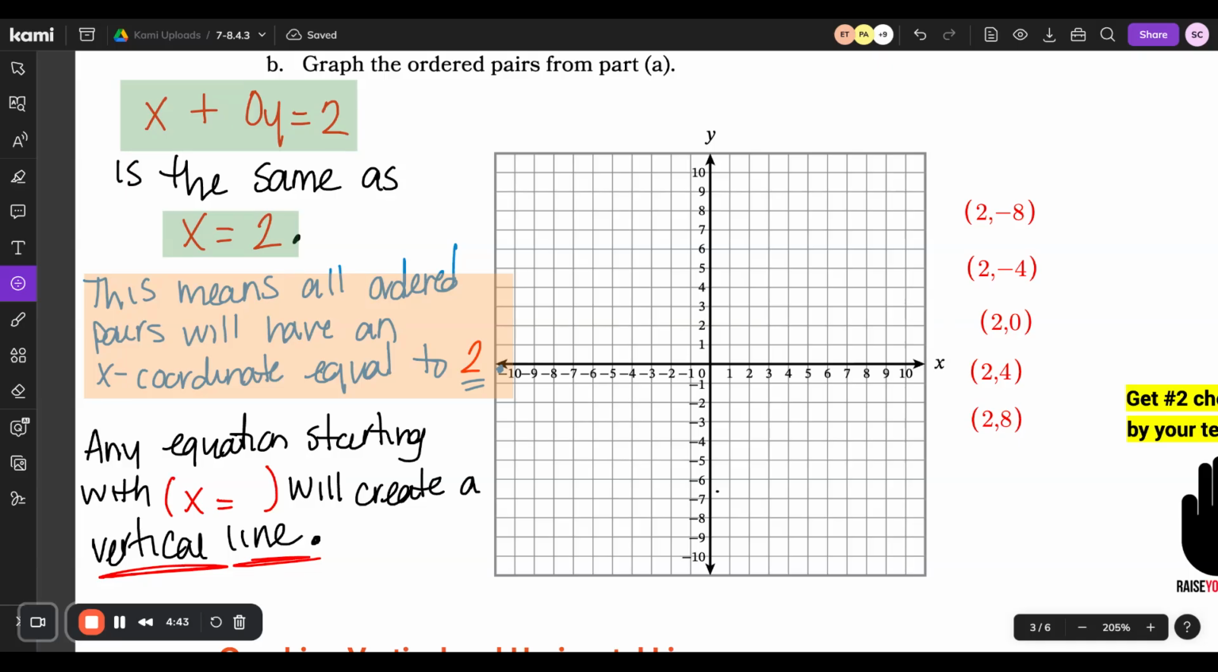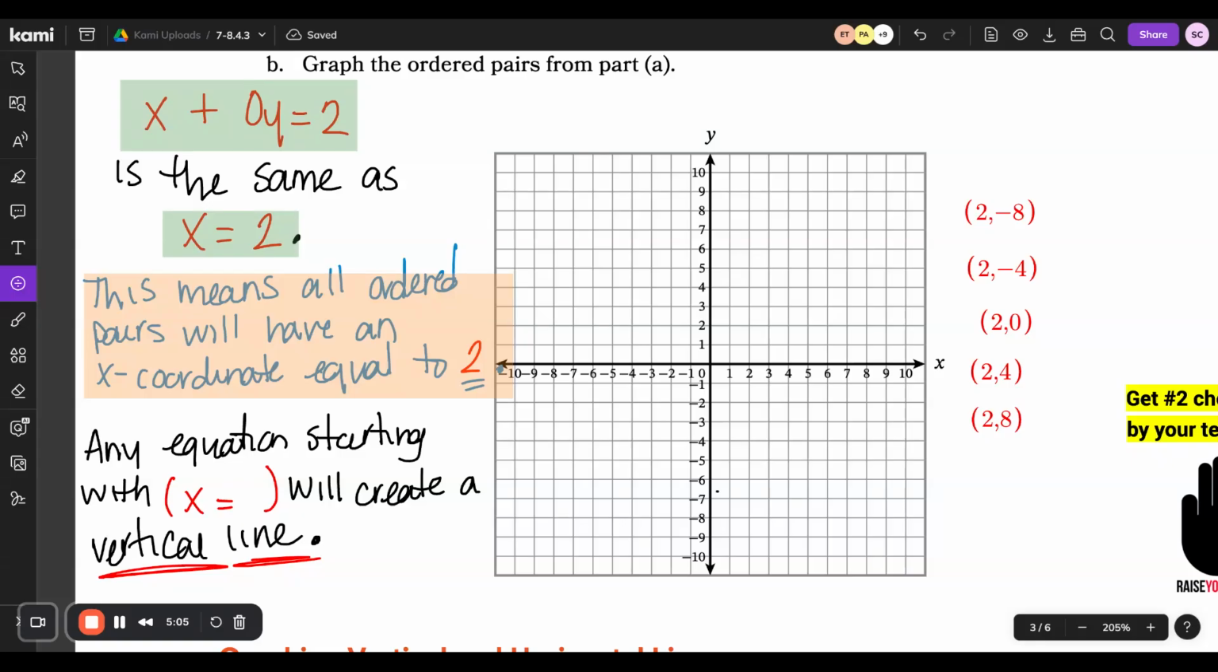So this means that all of the ordered pairs will have an x coordinate equal to 2. And that's what you see happening with each of these ordered pairs here. Every single one of them has an x coordinate equal to 2. It does not matter what your y coordinate is, as long as your x coordinate is equal to 2, because your equation says x equals 2. So any equation starting with x equals is going to create a vertical line.